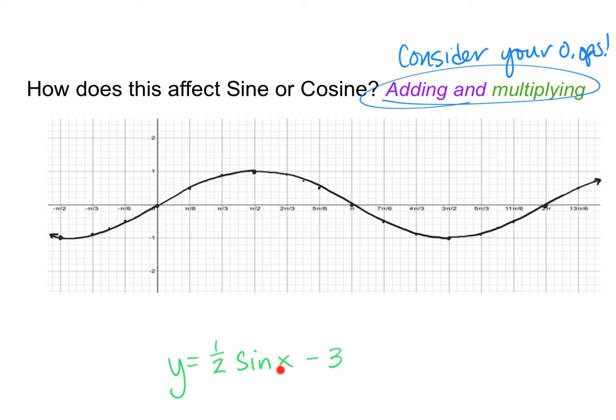If I plug an x value into the function sine, the first thing that I do is take the sine value. When I do that, I get the black values in the sine wave. Then I would multiply by 1/2. Lastly, I'm going to subtract 3.